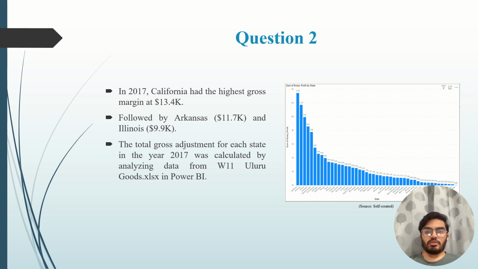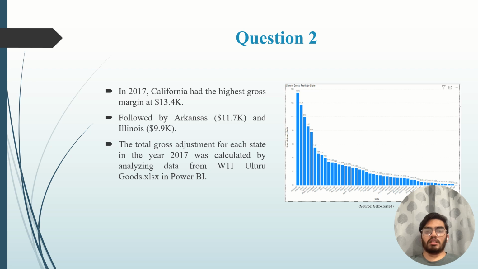Moving on to question 2. Here we analyzed gross margins for each state in year 2017 using Power BI. The data came from the file titled W11 Uluru Goods. Our goal was to identify which state performed best in terms of gross margin, that is, the difference between revenue and cost of goods sold, which is the key indicator of profitability.